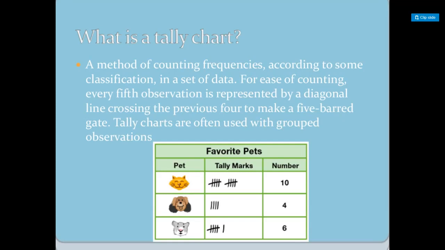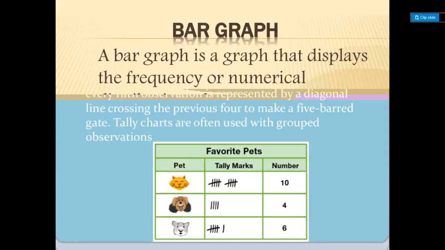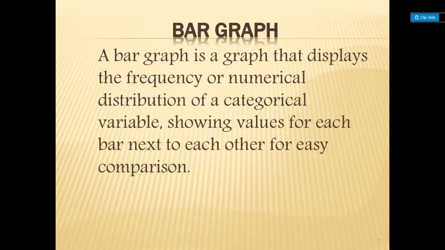For ease of counting, every fifth observation is represented by a diagonal line crossing the previous four to make a fifth barrier gate. Tally charts are often used with grouped observations. Next, we are taking bar graph. A bar graph is a graph that displays the frequency of numerical distribution of a categorical variable, showing values of each bar next to each other for easy comparison. It is very easy to compare when the bar graph is given to you.